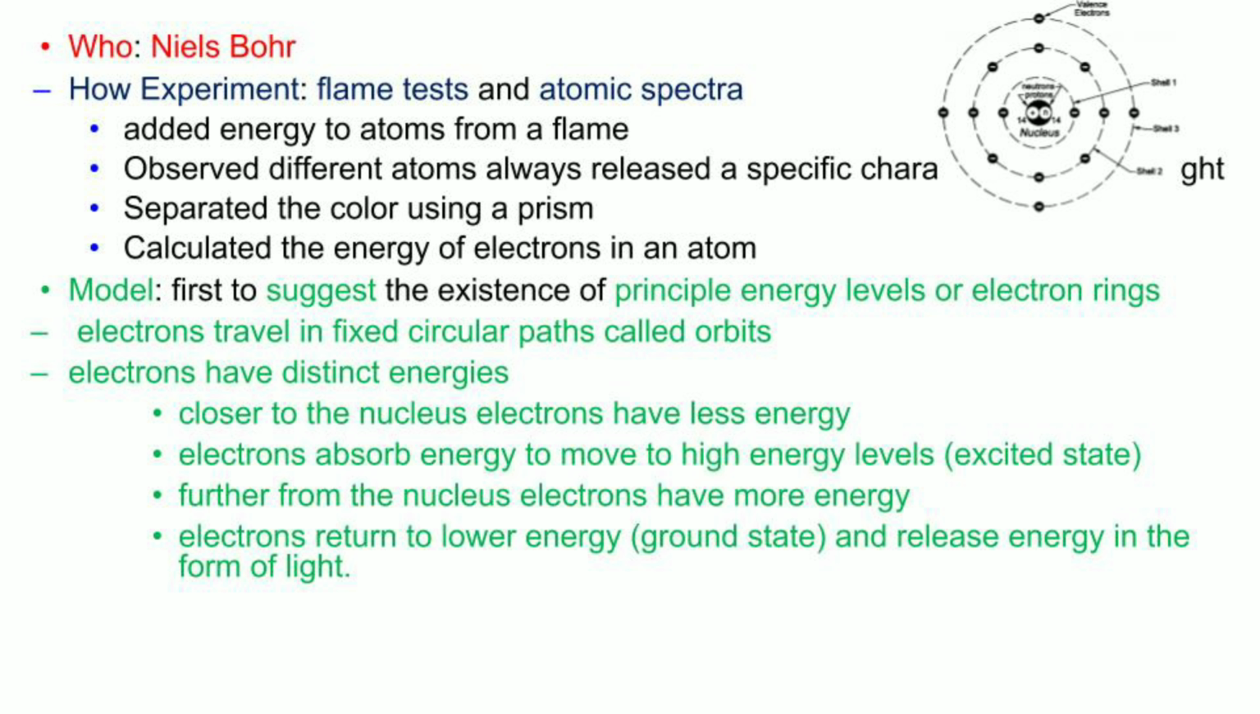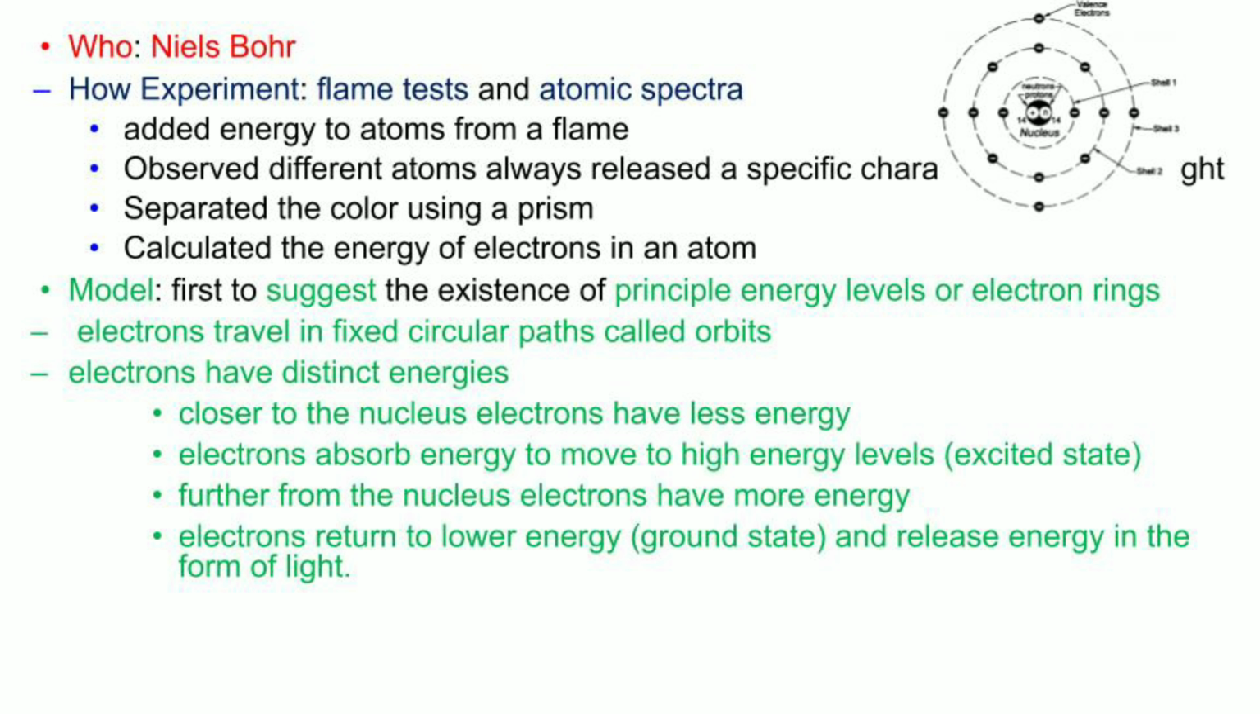So his model of the atom suggests that there are electron rings, also called principal energy levels. Electrons travel in these fixed paths or orbits along these principal energy levels. He noted that electrons closer to the nucleus have less energy. Electrons absorb energy to move to higher energy levels, also called the excited state. The further from a nucleus an electron is, the more energy it has.